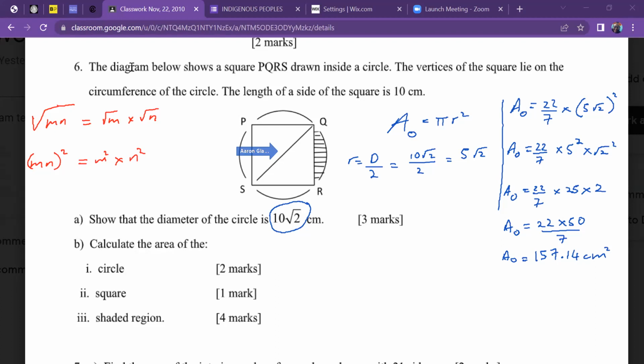But then I moved on to part B1 to be more specific, which asks us to calculate the area of the circle. Oh, I see what's happening. All right, sir. And from part B1, we could even say, hey, we can calculate part B2 as well, which is the area of the square.